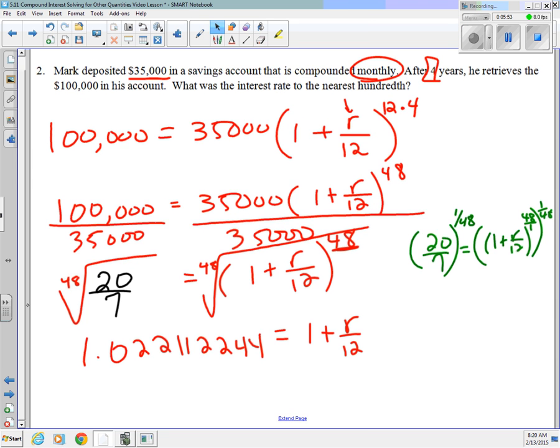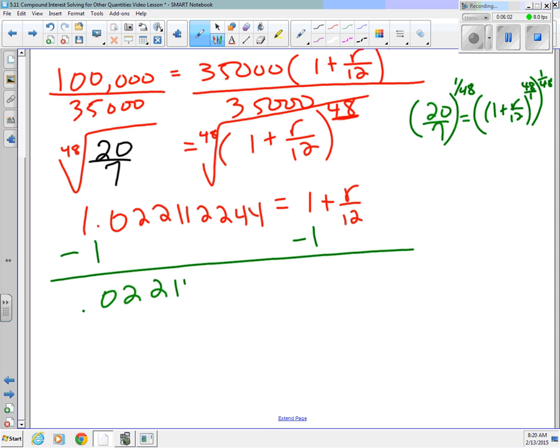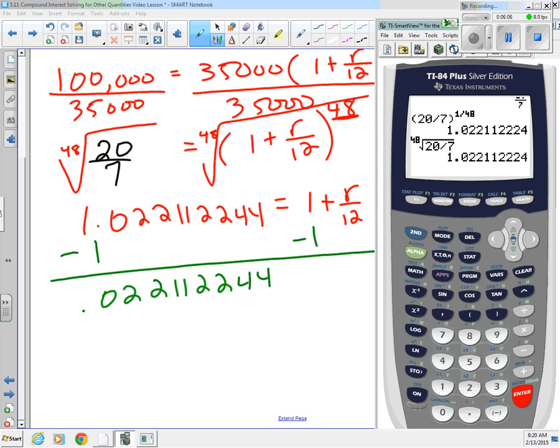So now I have to get r by itself. So I want to subtract 1 from both sides. And we shouldn't be shocked to see that the 1's cancel. And we get 0.022112244. I feel like I'm missing a 2. Yep, sorry, this 4 here should be a 2. Not a big deal because it's so far out in the decimals. That equals r over 12. And then I'm going to be multiplying both sides by 12 to get the yearly rate.